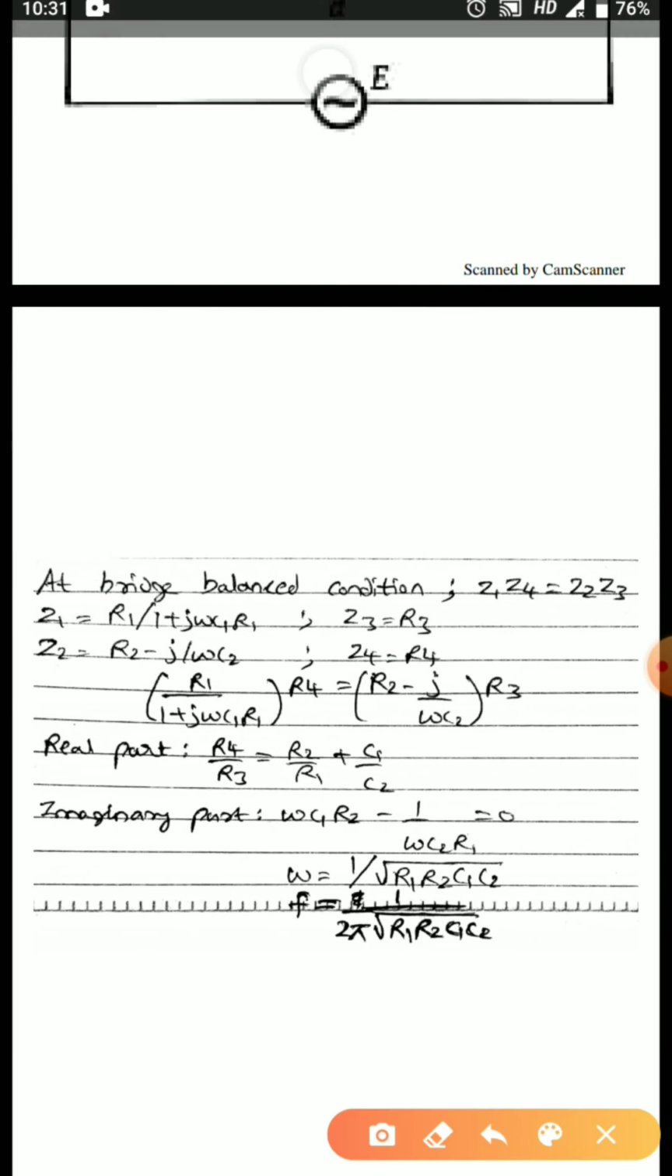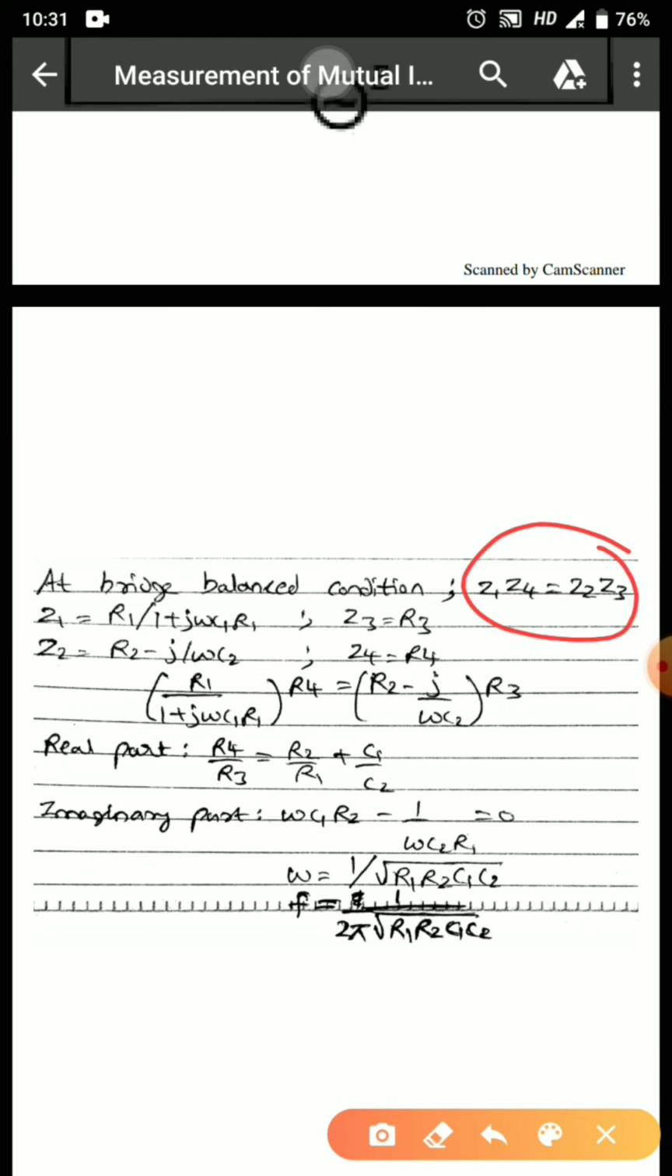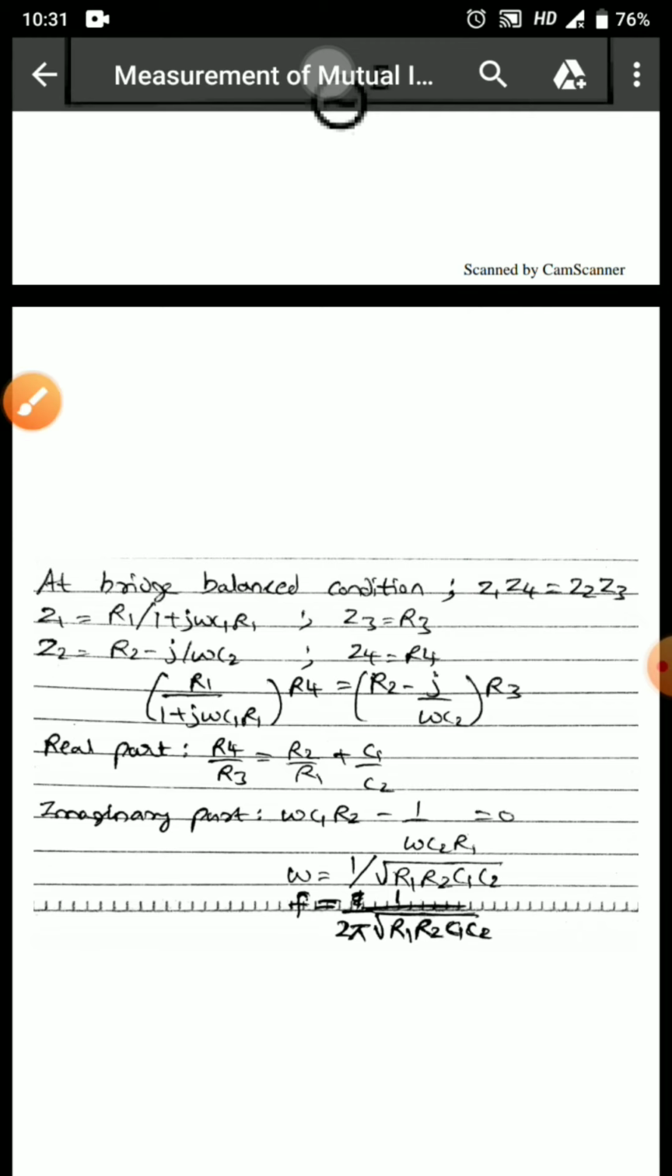In a similar manner, we'll go for the bridge balance equation. We know what the bridge balance equation is, as we have discussed in the previous lecture: Z1 Z4 is equal to Z2 into Z3. Now in the first arm I can see the capacitor and resistor are in parallel. Therefore Z1 is equal to R1 divided by 1 plus j omega C1 R1. This is the value of impedance of the first arm.